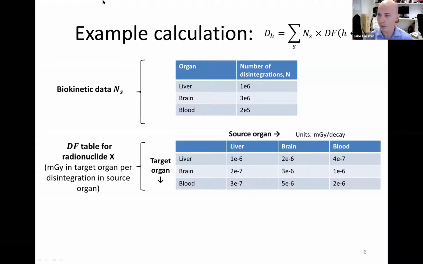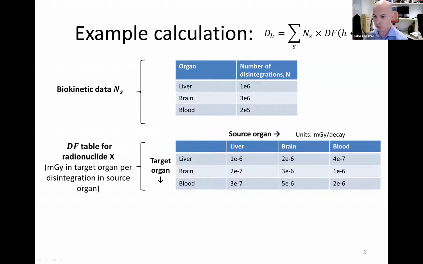So straight away, we're going to do an example calculation because this is a workshop and I feel like you guys would benefit from doing some hands-on stuff. So I've made up a radiopharmaceutical, just a toy radiopharmaceutical. This particular one only spends time in 3 organs, the liver, the brain, and the blood. And I've listed for you the biokinetic data, so the total number of disintegrations in each of these organs. That's listed in the top table.